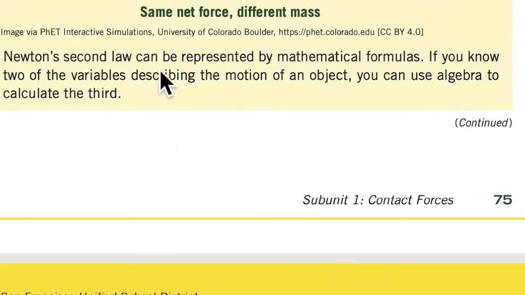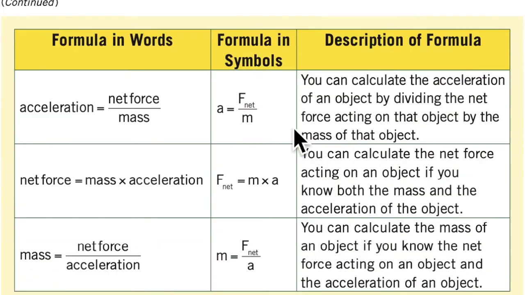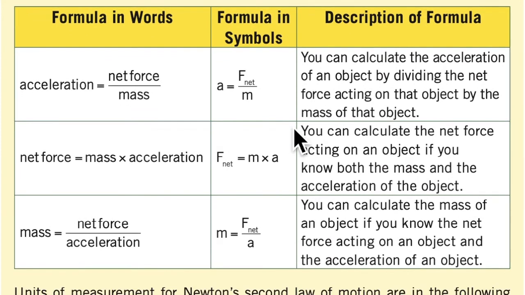Newton's second law can be represented by mathematical formulas. If you know two of the variables describing the motion of an object, you can use algebra to calculate the third. Formula in words, formula in symbols, description of formula.